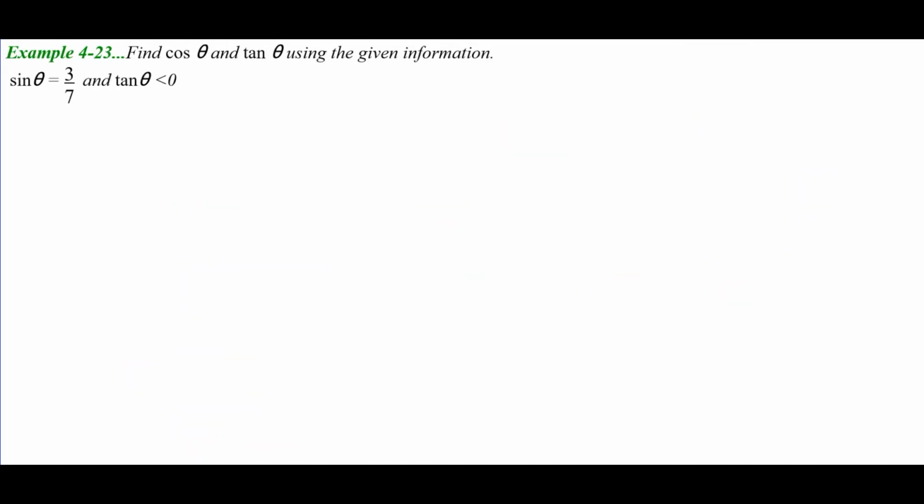This one is a similar process, but they're presenting us with some different initial information. They're asking us to find cosine and tangent using the given information. We know the sine value, and we know that the tangent value is less than 0. So the first thing that we want to figure out is, what quadrant am I working in? The sine value, my sine of theta is 3/7, so that's a positive value.